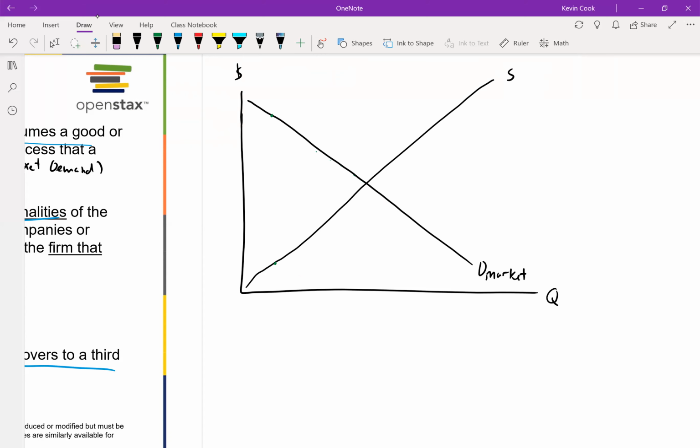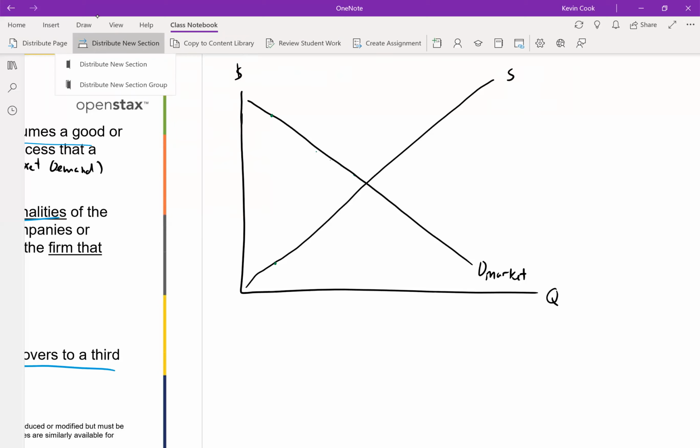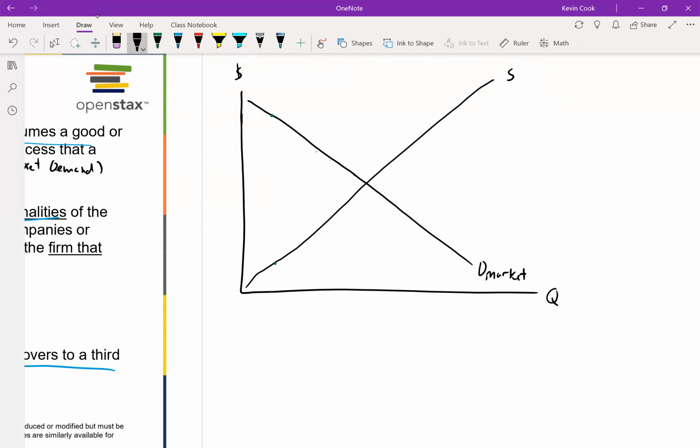But when we have added benefit, what we're going to see is what appears to be the demand curve shifting over to the right. So we'll have our, we could call this demand social, but I'm going to call this the social benefit.